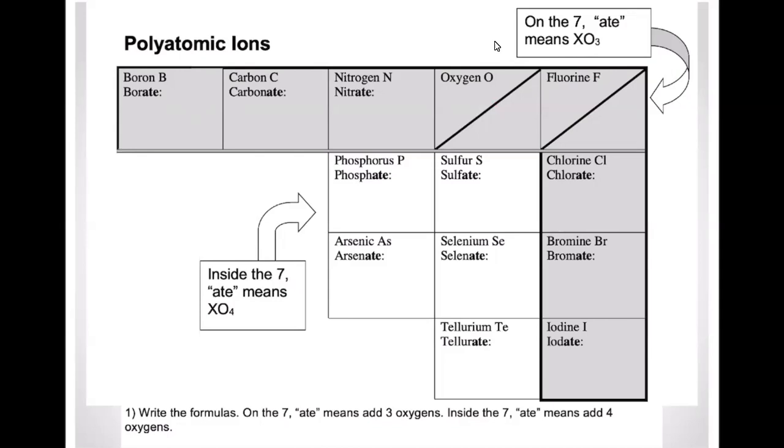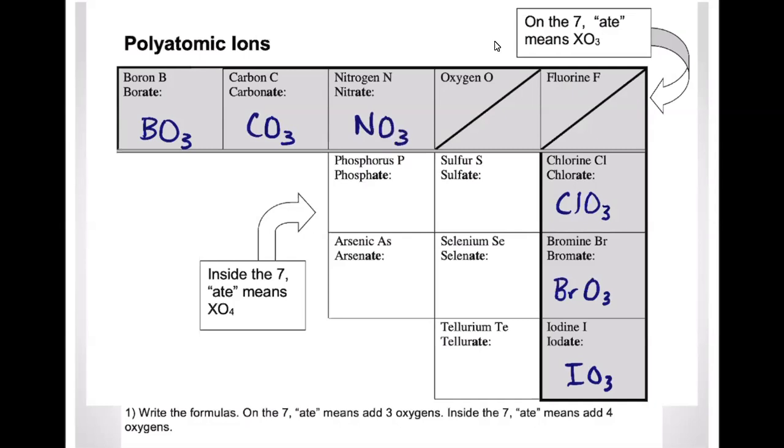Now, I just call this being on the 7, so it looks like the number 7. It simply looks like a 7. And then this group right here is inside the 7. So if you're an element located on the 7 and your name ends in ATE, that means you're going to have 3 oxygens. For example, chlorate means you have ClO3. Bromate, you'll have 3 oxygens. Iodate, 3 oxygens. Borate, 3 oxygens. Carbonate, 3 oxygens. Nitrate, 3 oxygens, etc. So very easy.